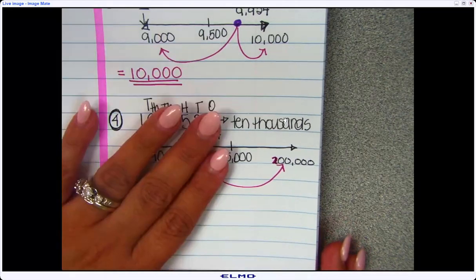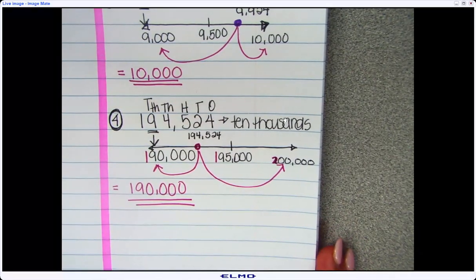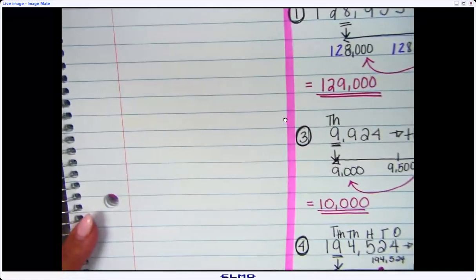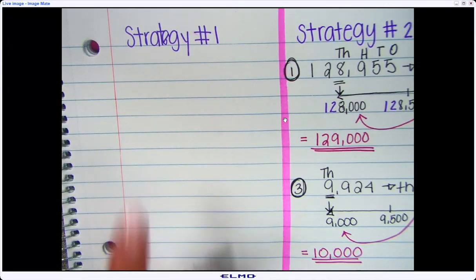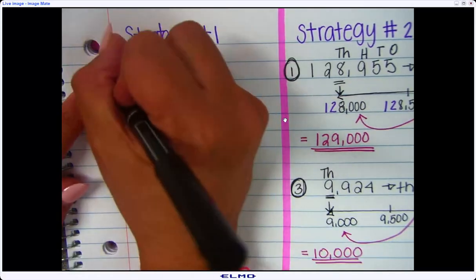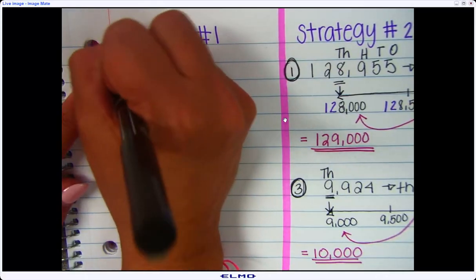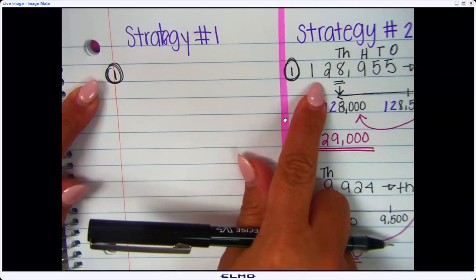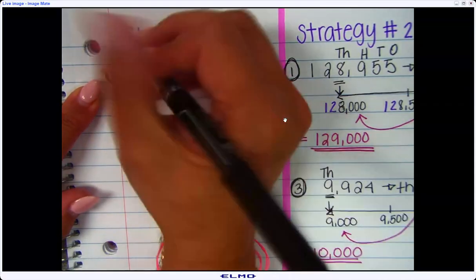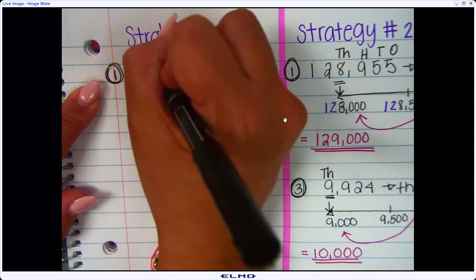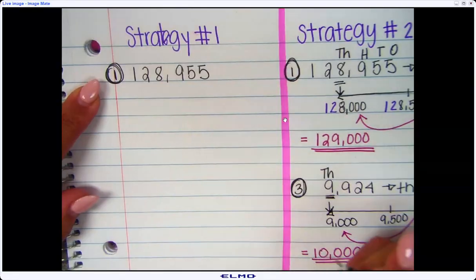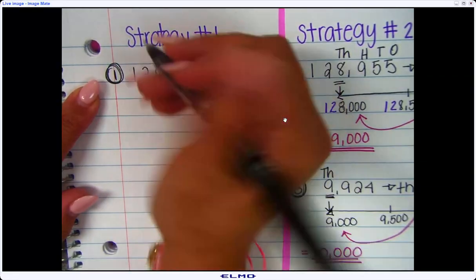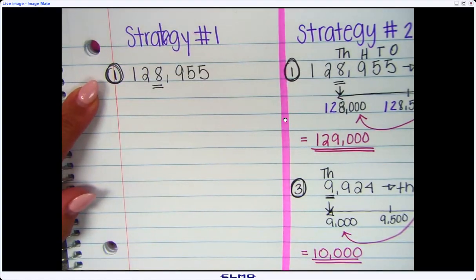Okay, now this was like a review of yesterday. Now we're going to apply the same numbers. We're going to do the same problems, but we're going to do the new strategy. Okay? So, number one. It's the same problem. So, 128,955. And they had already underlined the 8.